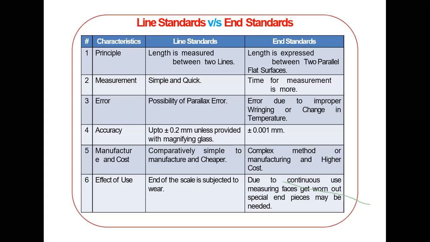So the error comes from the change in temperature, that is, when it is in summer, it will be of one type, and when it is in winter, it will be of another type.